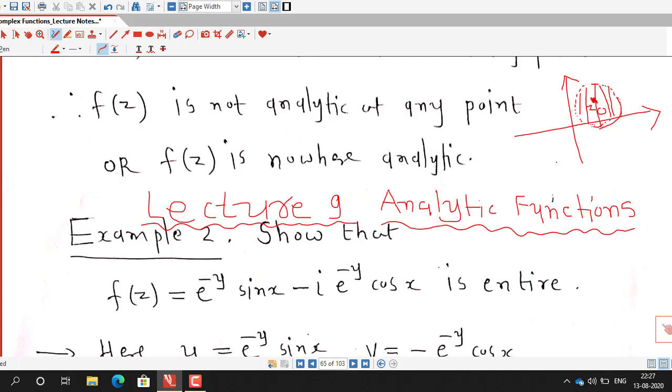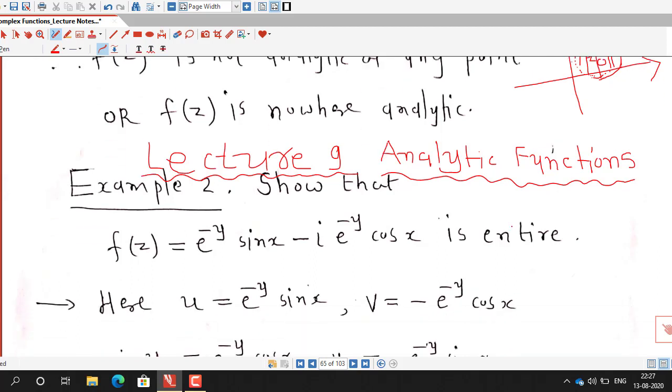and if the function is analytic at every point in the complex plane, it is known as entire function. So entire function means function which is analytic at every point in the complex plane, or we can say that the function which is analytic everywhere. The function which is analytic everywhere is known as entire function.